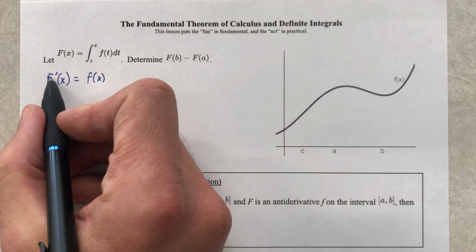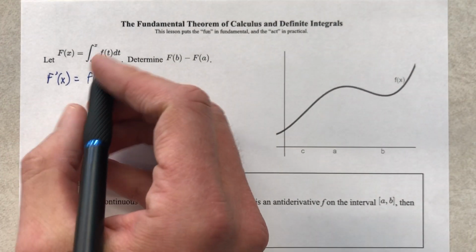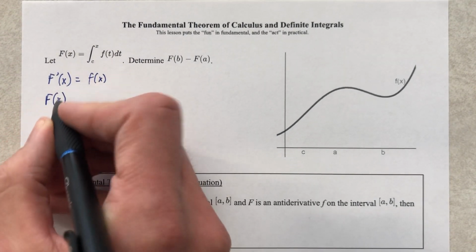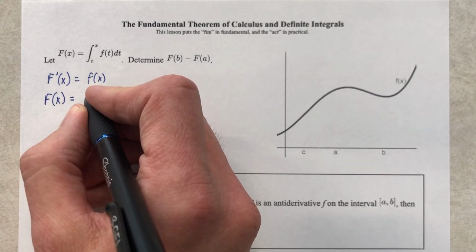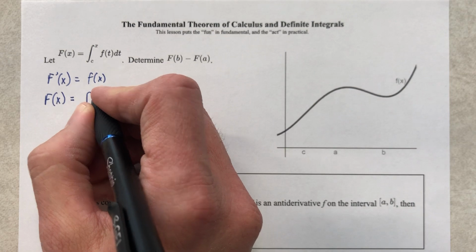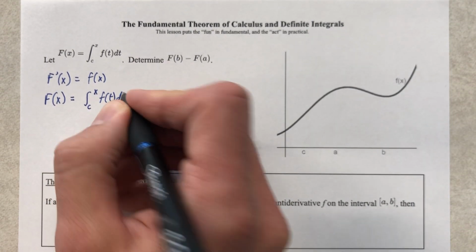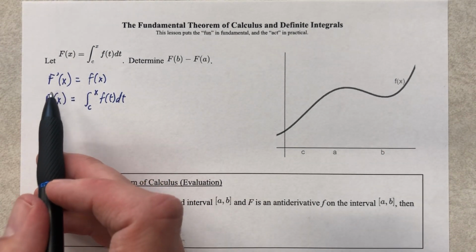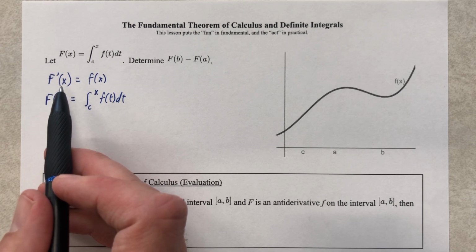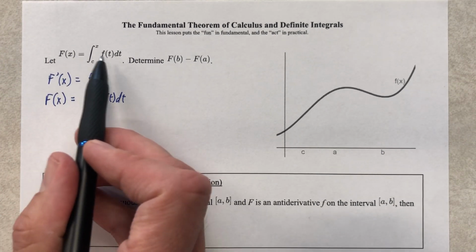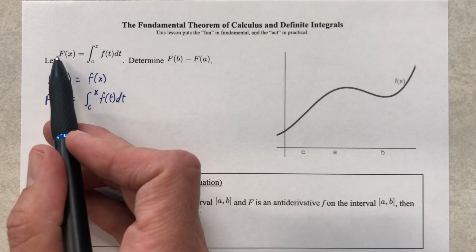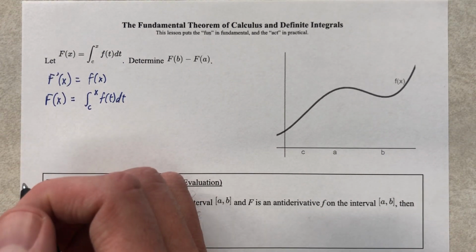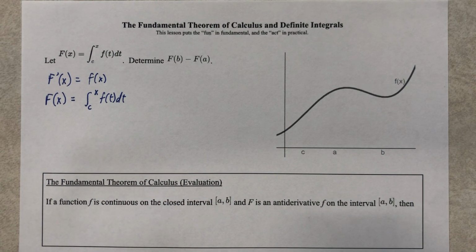So if the derivative of capital F is little f, then if I want to get, I'm writing what's already on the paper, okay? You don't have to write this. If I want to get capital F, then I could integrate from some constant to x of f of t dt. Okay, so in order to get from capital F to little f, I'd have to take the derivative. In order to go backwards, I'd have to do the opposite of integration. What's the opposite of integration? Taking the derivative.